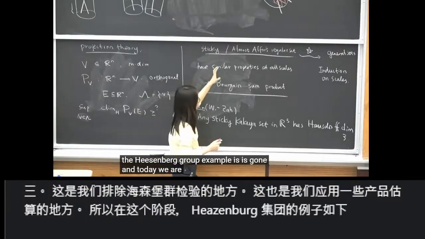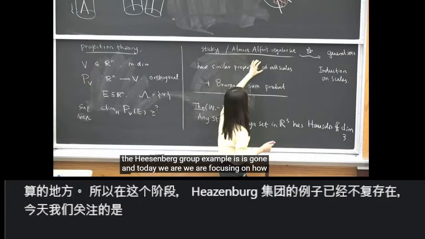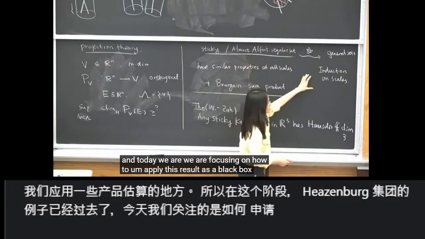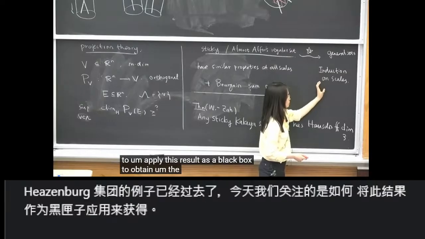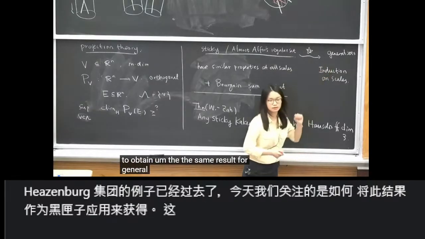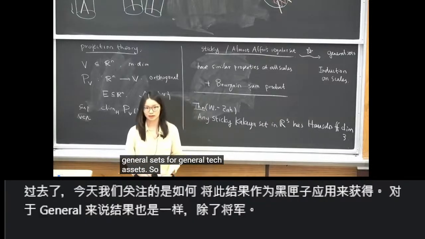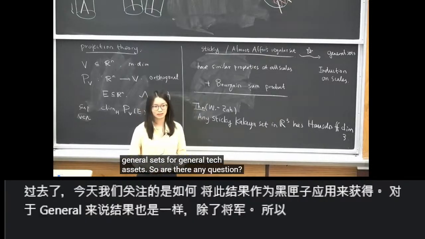And today we are focusing on how to apply this result as a black box to obtain the same result for general sets, for general Kakeya sets. So are there any questions?